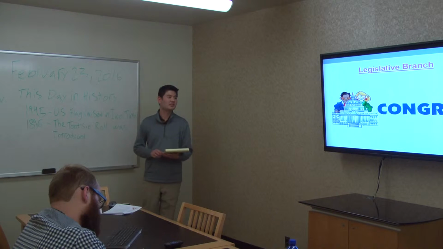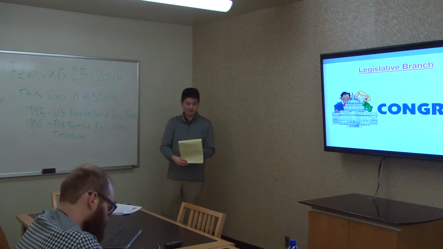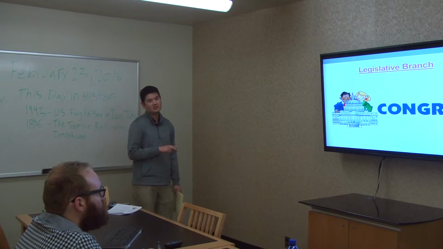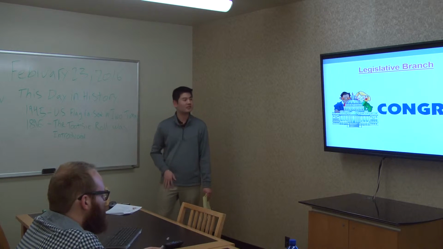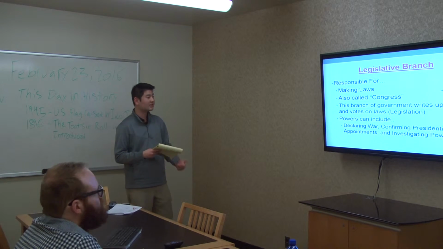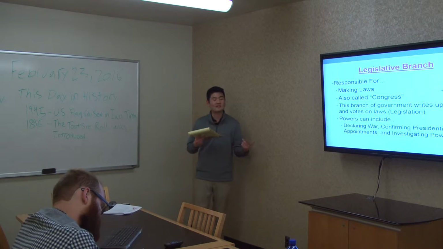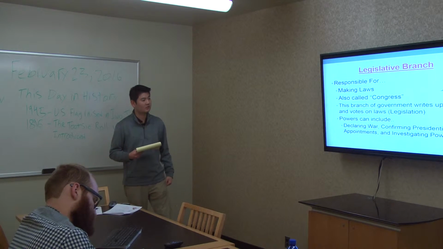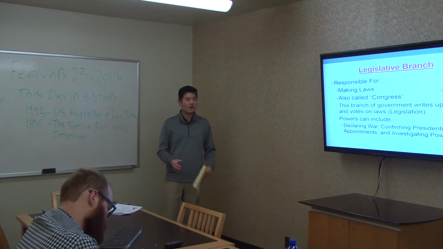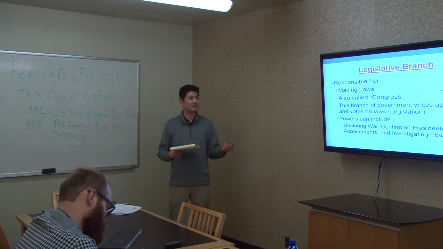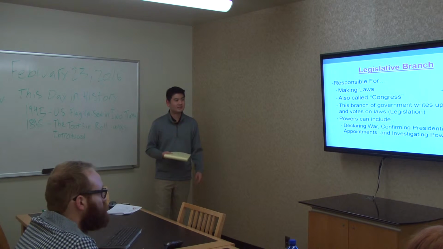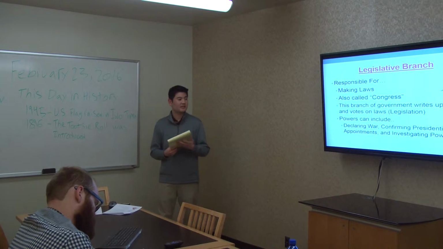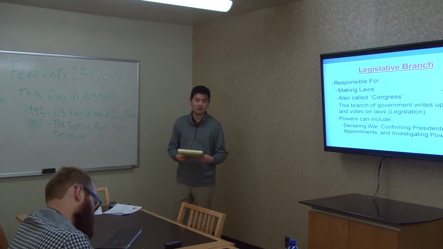So moving on to the legislative branch, big old word there is Congress. Does anybody know both sides of Congress? House and Senate. Exactly. So the legislative branch is responsible for making laws and writing the language to these laws. As I said, it's also called Congress. They vote on laws to be passed up to the executive branch on which they're approved or not. Powers of the legislative branch can include declaring war, confirming a president, appointments, and investigating power.